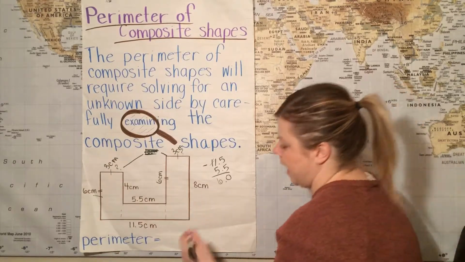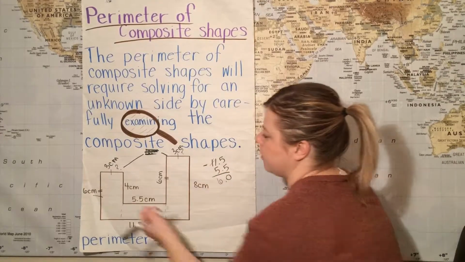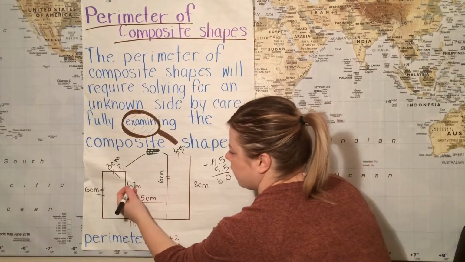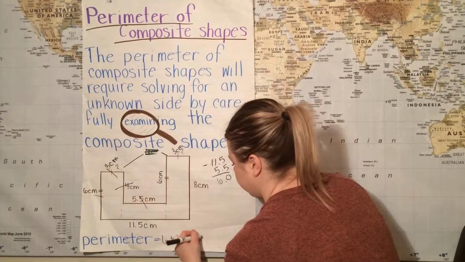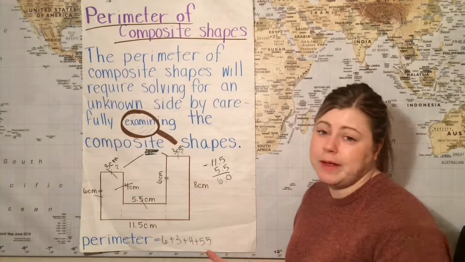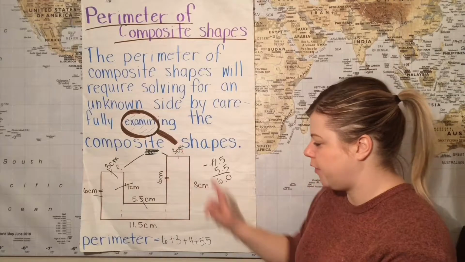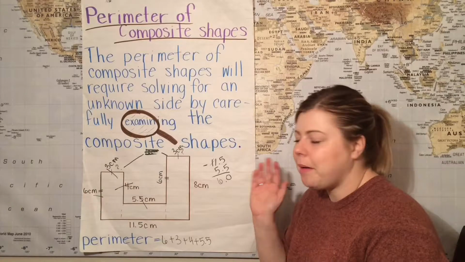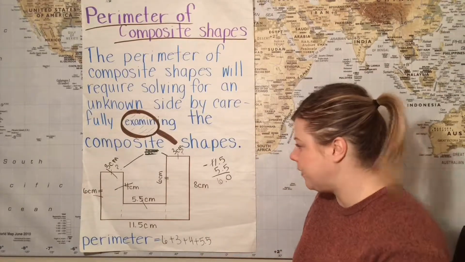So I have 6 plus 3 plus 4 plus 5.5. Now I just want to pause for a second because what I'm doing is repeated addition. But we have some sides that are the same, like this 3 and this 3. If you wanted to, you could put 6 plus 3 times 2 in brackets. But I like repeated addition. It keeps me from getting confused, and I can use a calculator when I do it.